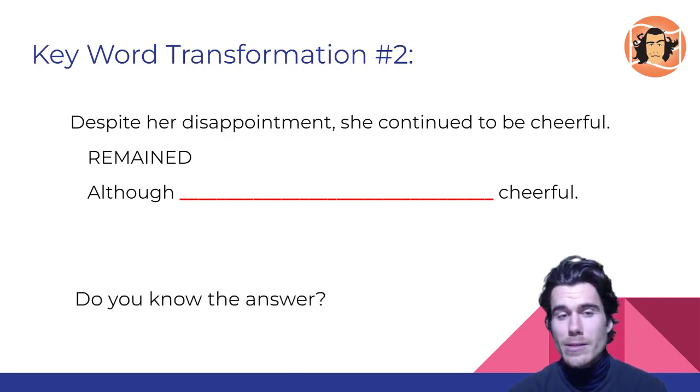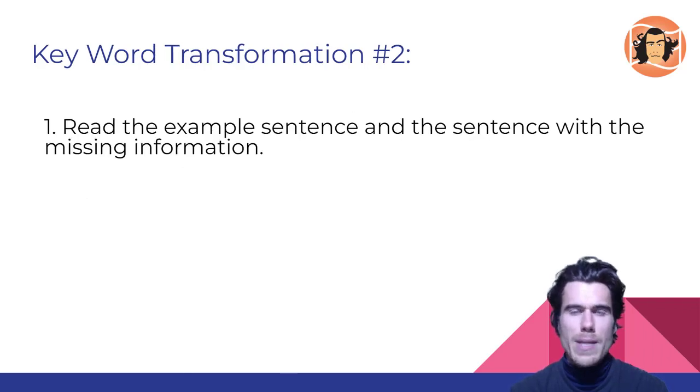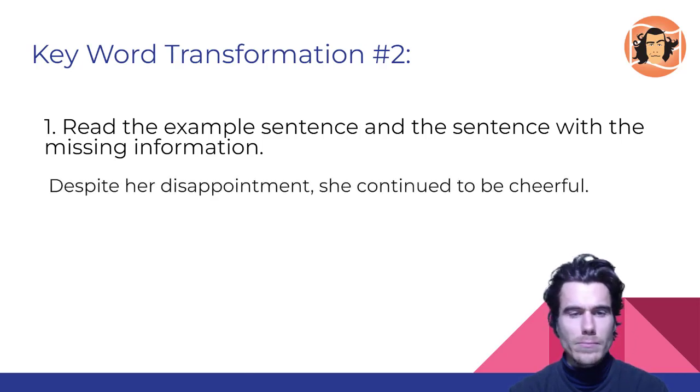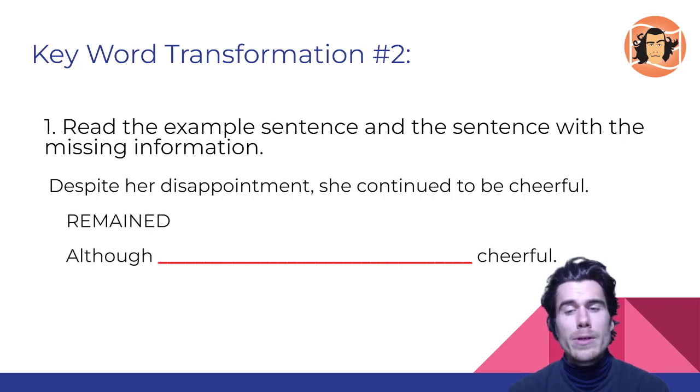Do you think you know the answer? Even if you do, continue going through this and practice using the technique. So step 1, read the example sentence and the sentence with the missing information. Example sentence: despite her disappointment, she continued to be cheerful. Sentence with the missing information: although ... cheerful.